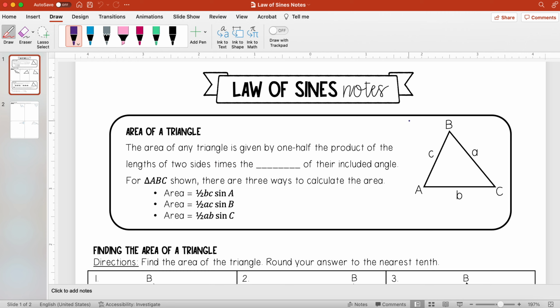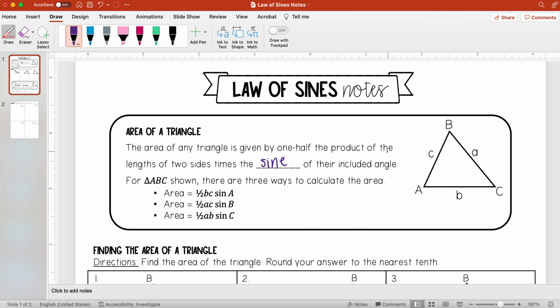So this is another way that we can find the area of any triangle if we know certain angles and side lengths. This says that the area of any triangle is given by 1/2 the product of the lengths of two sides times the sine of their included angle. Remember, included angle just means that it's the angle between those two sides. For triangle ABC shown, there are three ways that we can calculate the area: 1/2 BC sine of A, 1/2 AC sine of B, or 1/2 AB sine of C.